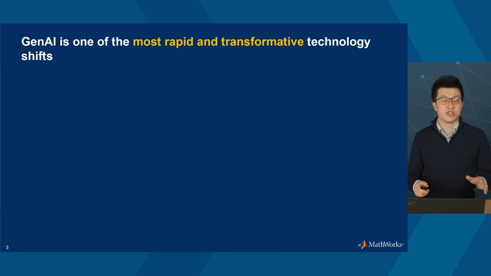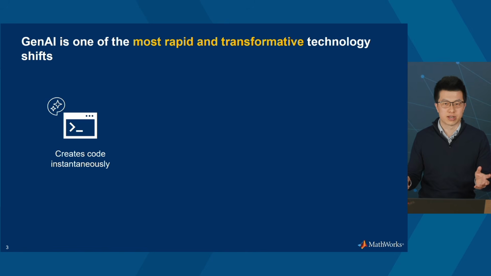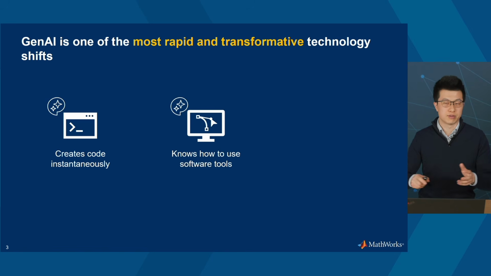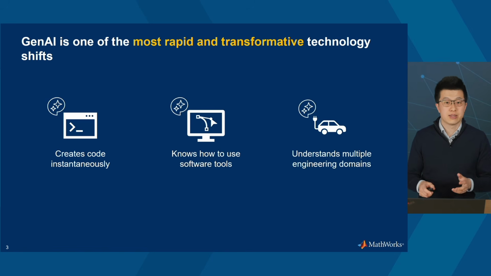What's happening is that Gen AI is transforming the way engineers work, and the way of developing engineered systems is being reimagined. It's one of the most profound technology shifts in our lifetime. It can generate code in seconds, it knows how to use different software tools, and it has a deep understanding of engineering concepts across multiple domains. That combination has unlocked a level of productivity increase that nobody has ever seen before, and it all happened in such a short period of time.